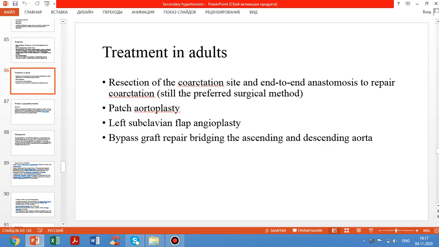Treatment in adults. Resection of the coarctation site and end-to-end anastomosis to repair coarctation, still the preferred surgical method. Patch aortoplasty, left subclavian flap angioplasty, bypass graft repair bringing the ascending and descending aorta.